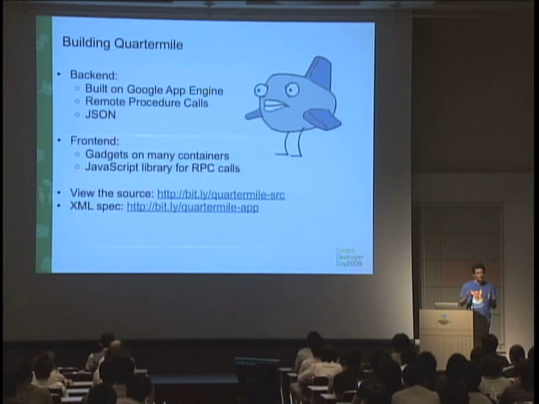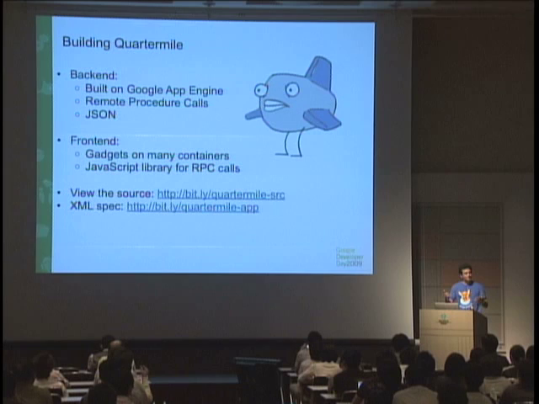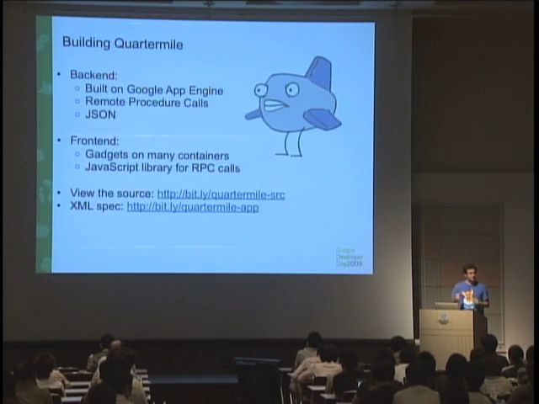So how is Quartermile built? On the back end, it's built on Google App Engine. Google App Engine is a cloud computing platform of Google, where we expose some of the services that we use to create Google applications to external developers. There's one version in Python and one version in Java. And then it's using remote procedure calls from the gadget back to App Engine to just get access to all the data about the things that people have run and all that. And all the data is serialized using JSON, JavaScript Object Notation.